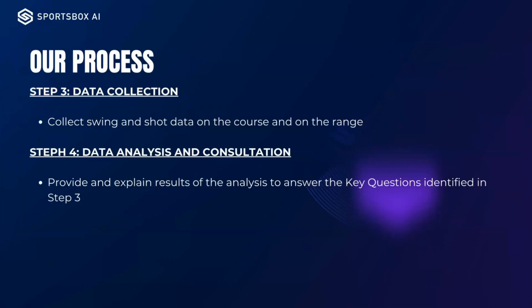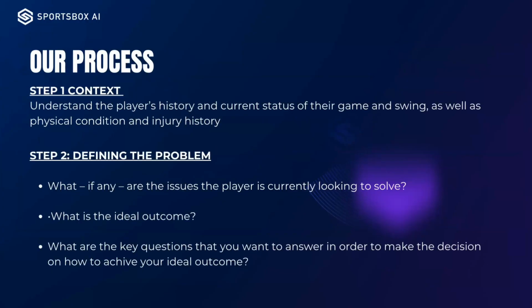Again, I'll go through this and post this on YouTube, so I'm not going to go through this word for word. But we want to understand the context with the player and the coach. We want to define the problem crystal clear. What is the outcome that you're trying to change? What is the ideal outcome that you want to get to?